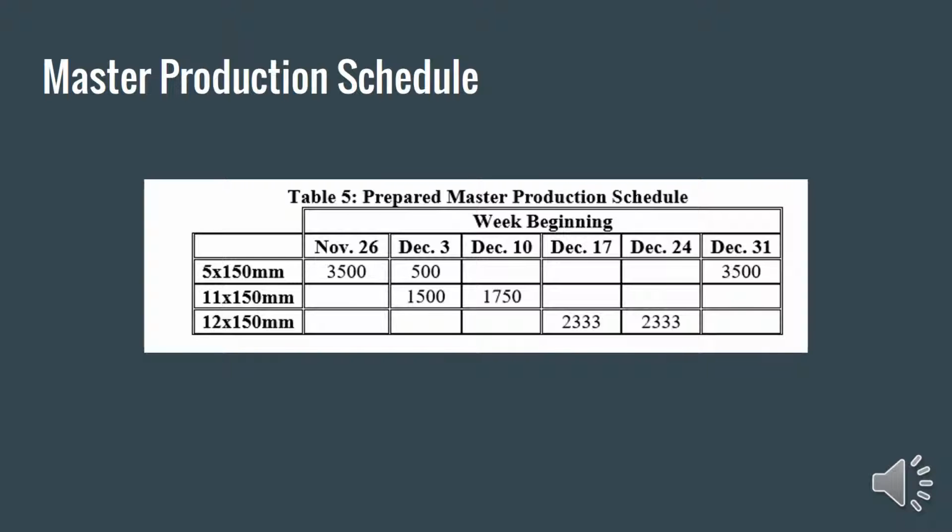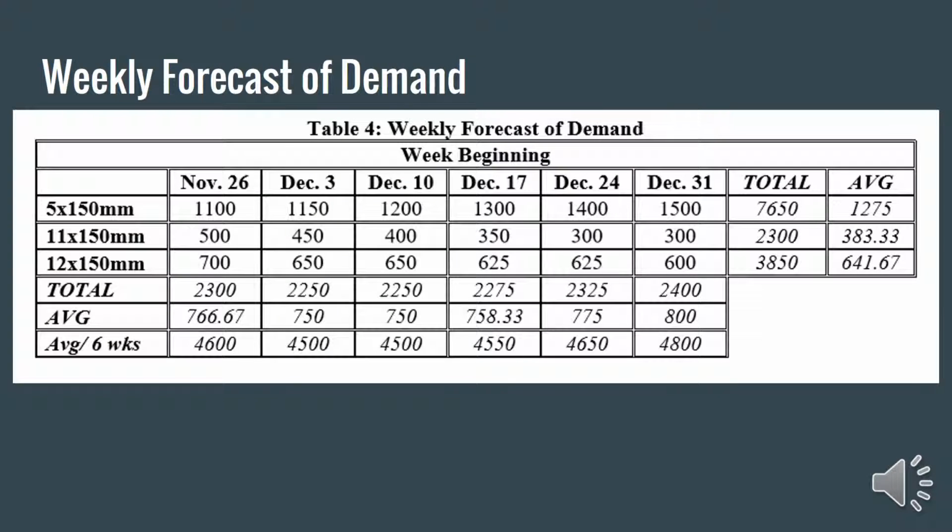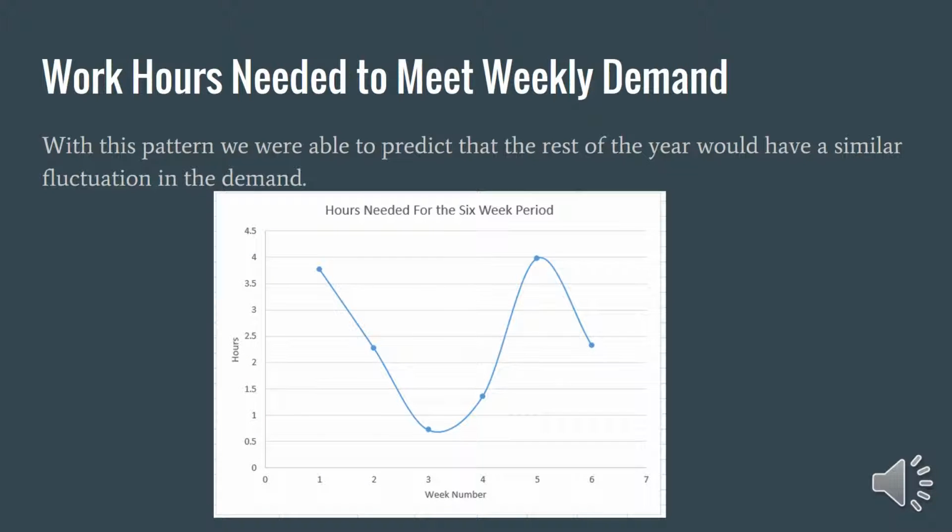Here is the current master production schedule the company has that we will be improving on. Here is the weekly forecasted demand from November 26th to December 31st. Work hours needed to meet weekly demand. We wanted to see the forecasted demand and estimate the production time it would take to meet such demand. As you can see, it seems to be a pattern where we can use to predict that the demands for the rest of the year would have a similar fluctuation.